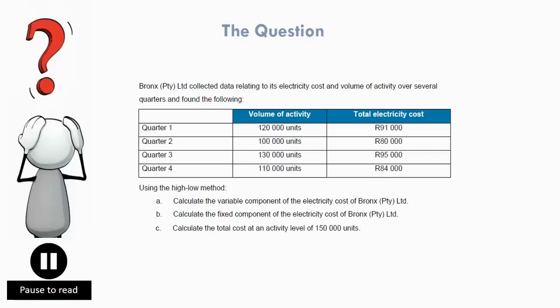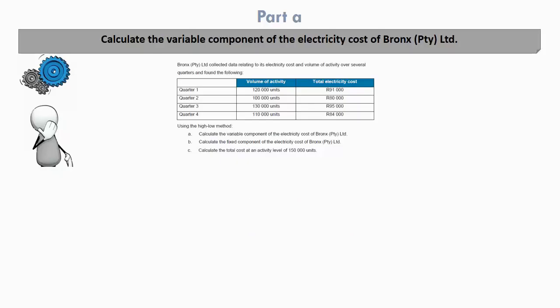Using the high-low method, we have to calculate the variable component of the electricity cost of Bronx Pty Limited, the fixed component of the electricity cost of Bronx Pty Limited, and then calculate the total cost at an activity level of 150,000 units.